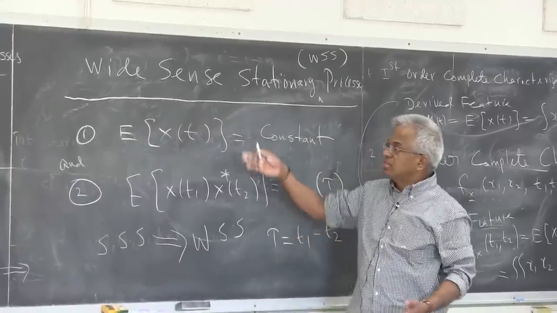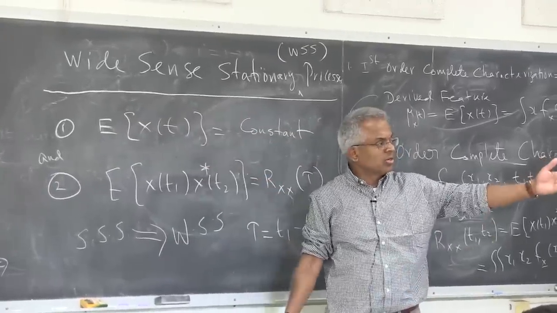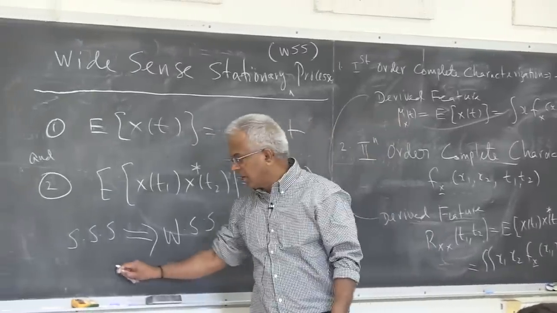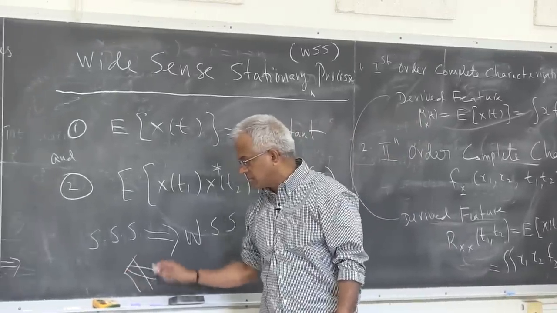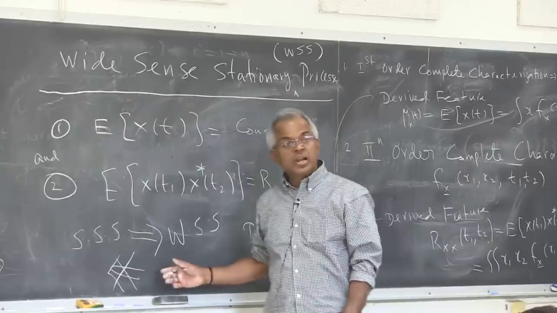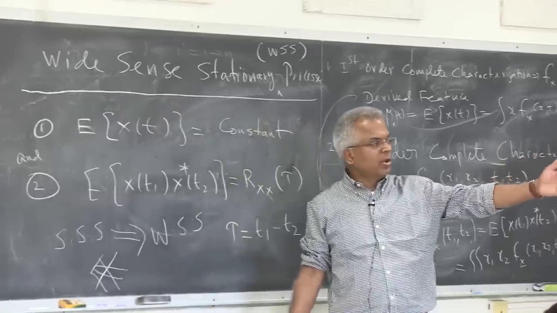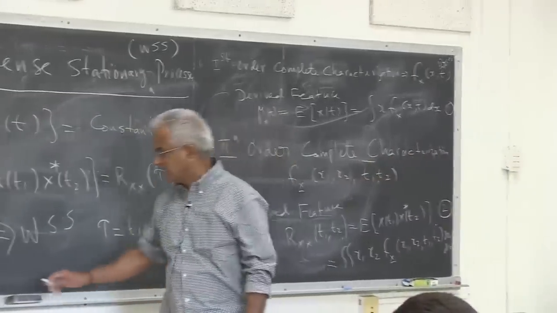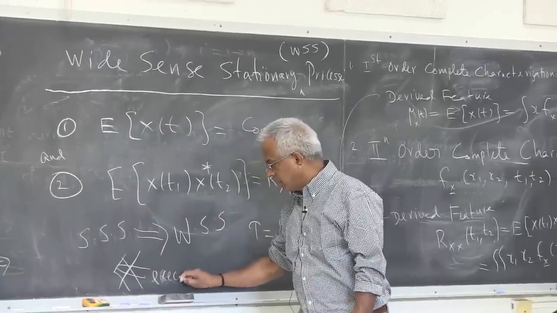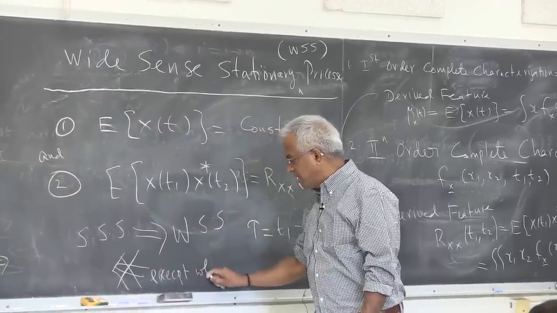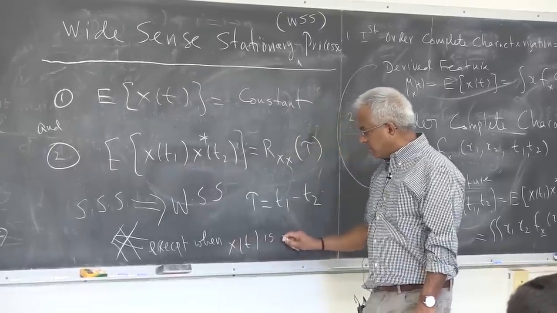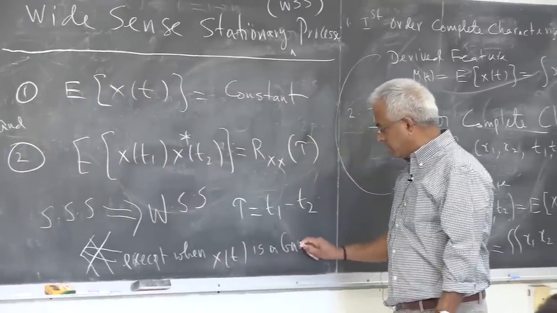But you can clearly see, if I just give you this, there is no reason to assume that the density functions are going to be the same. So in general, this is not true, right? In general, wide sense stationarity is not going to tell you anything about the joint density functions, except there is an exception. Except when x of t is a Gaussian process. So let me just prove that quickly.